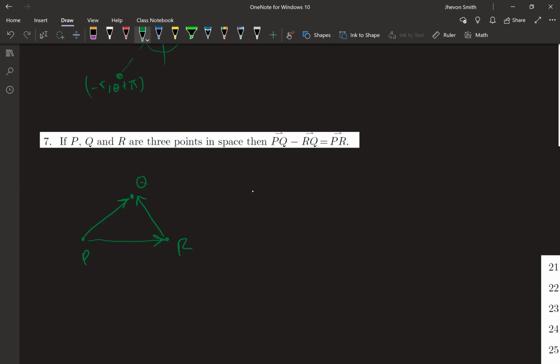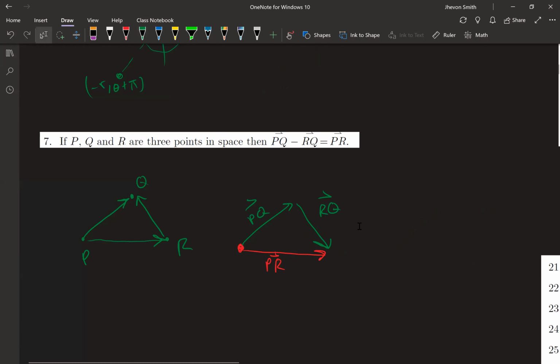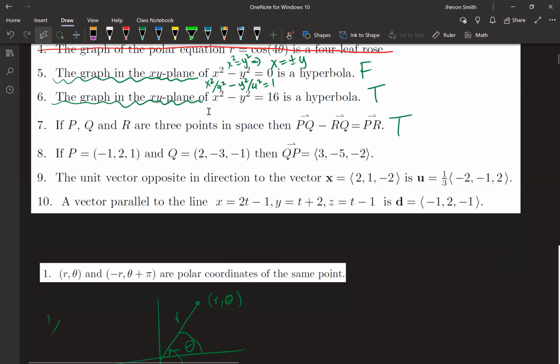Yeah, right? Because that means PQ is this, and then if I subtract RQ, it goes the opposite way. And so the thing that starts where this guy starts and ends where that guy ends is going to be your PR. So that one is actually true. Most people got that incorrect, however. Make a note of that. If you're confused, you need to review vectors.